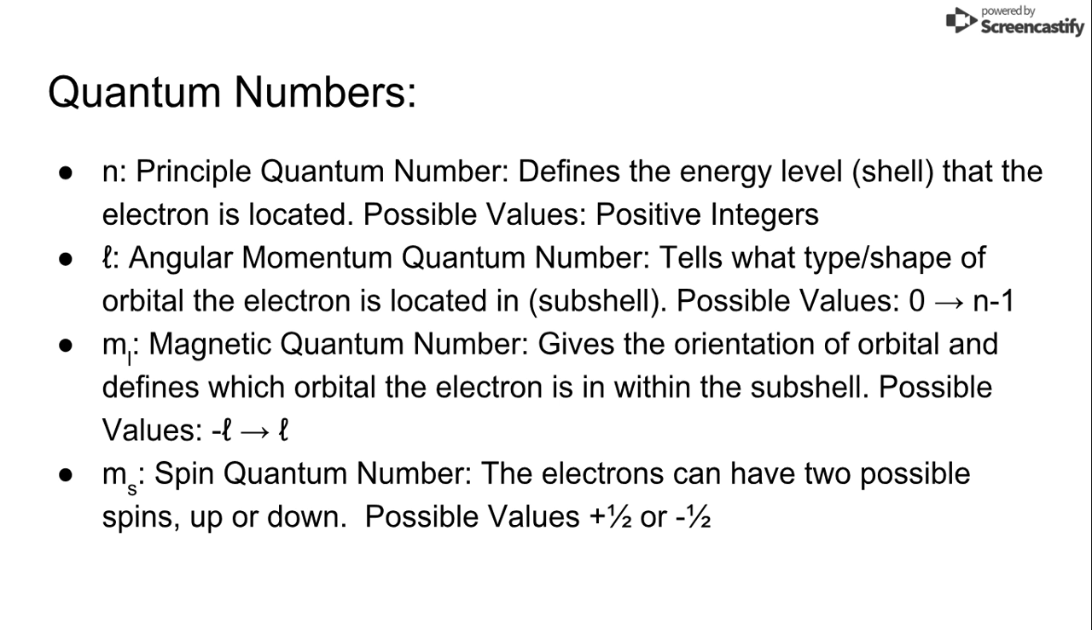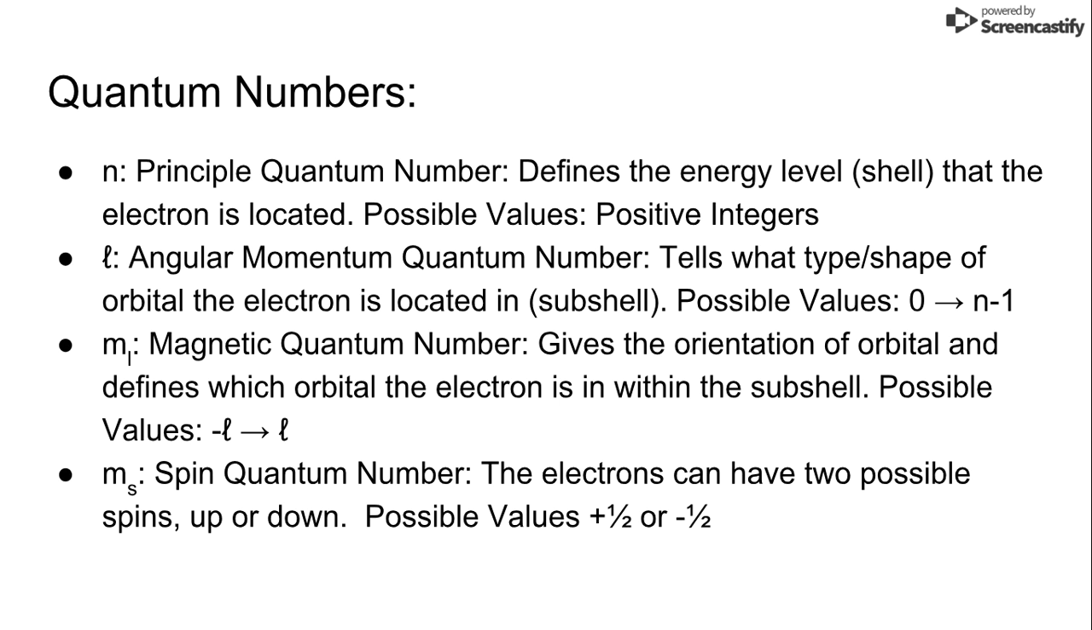And the possible values start at 0 and they go up to n minus 1. So in the first energy level, 0 is the only allowed value. In the second energy level, we can have 0, we can also have 1, because 2 minus 1 is 1.